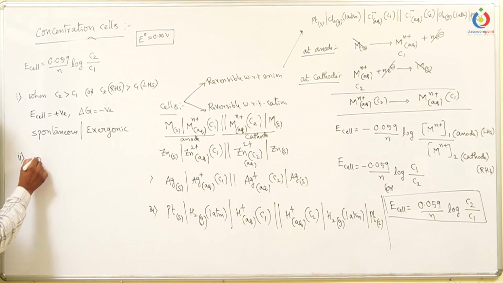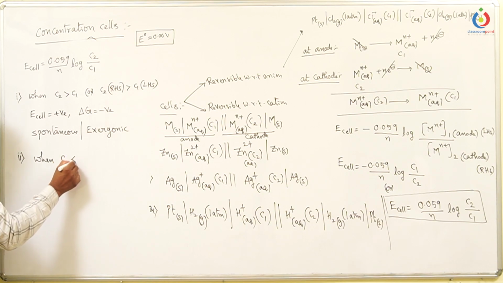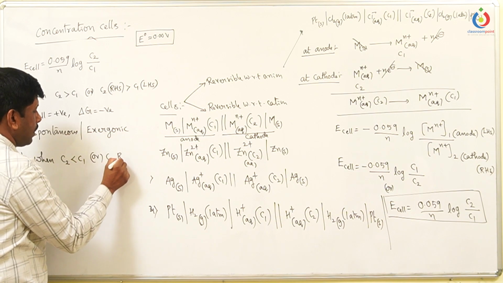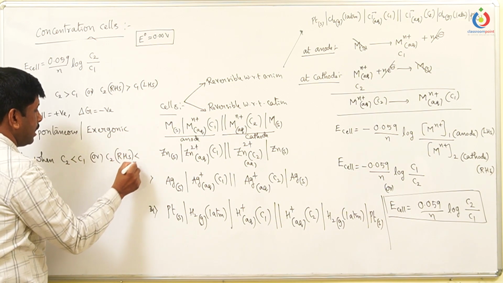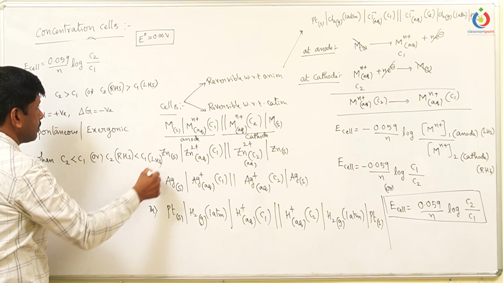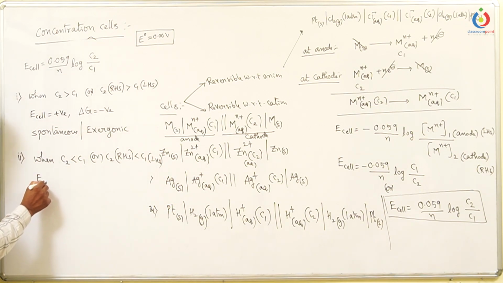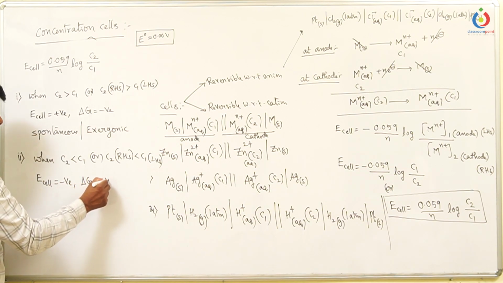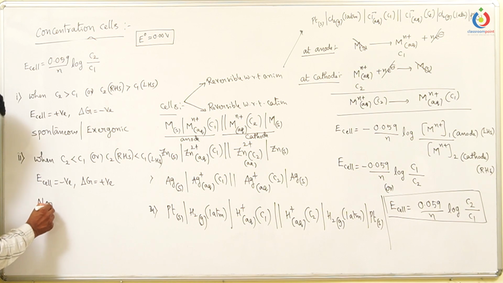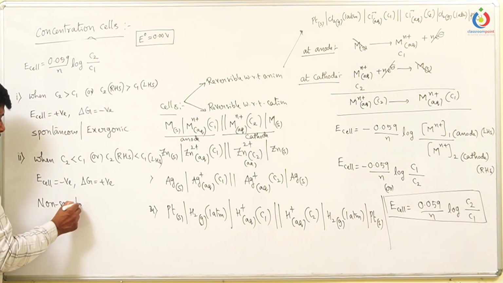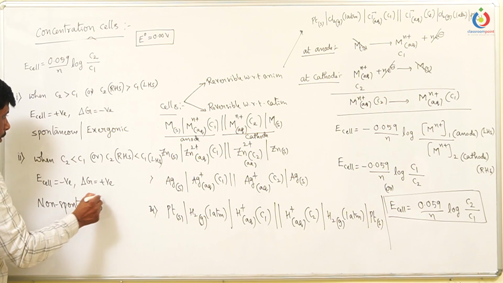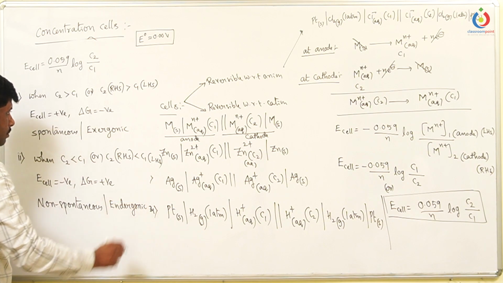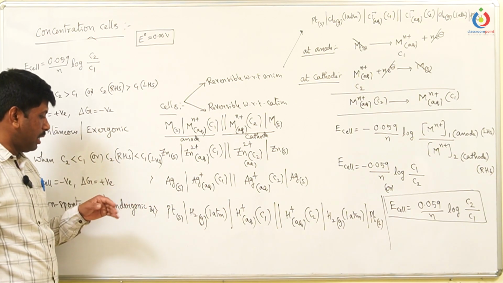Now, when C2 is less than C1, or else C2 of RHS is less than C1 of LHS, then E cell is negative and delta G value becomes positive. Then such a cell is not possible, so it is known as non-spontaneous, and it is known as endergonic.